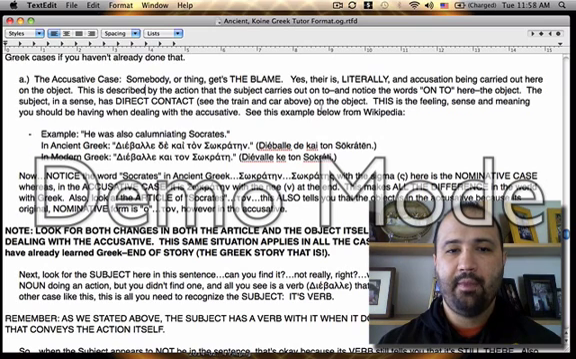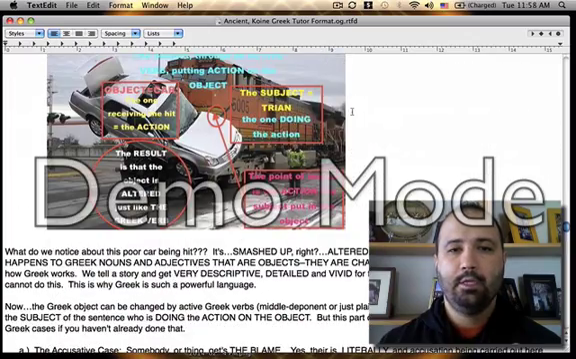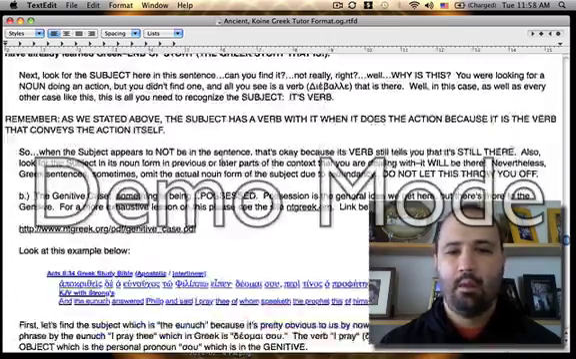This is described by the action that the subject carries out onto, and notice the word onto, here the object. The subject, in a sense, has direct contact. See the train and car example above. It has direct contact on the object. So this train has direct contact onto this car, remember?